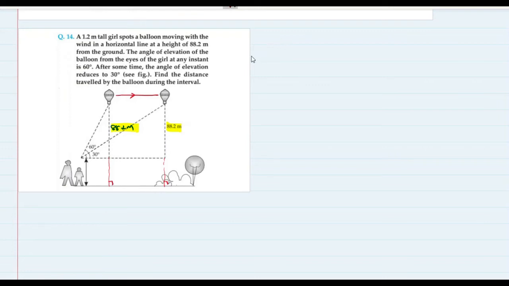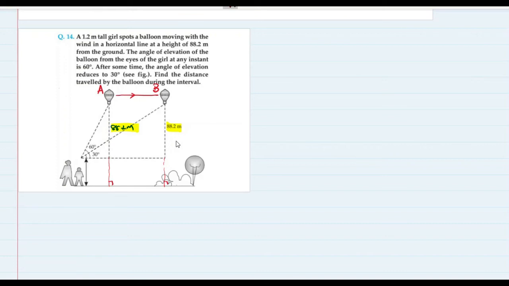The angle of elevation of the balloon from the eyes of the girl at any instance is 60 degree. After some time, the angle of elevation reduces to 30 degree. So initially the balloon was here at point A, let's say. This is point A, initial position of the balloon. Final position of the balloon is point B, where the angle of elevation reduces to 30 degree. Find the distance traveled by the balloon during the time interval.